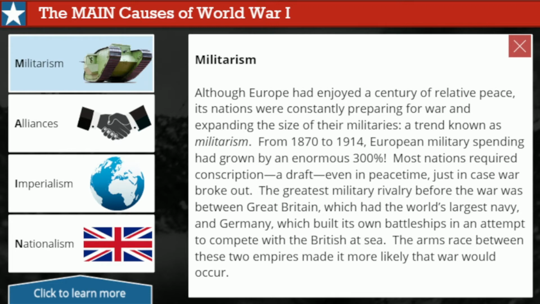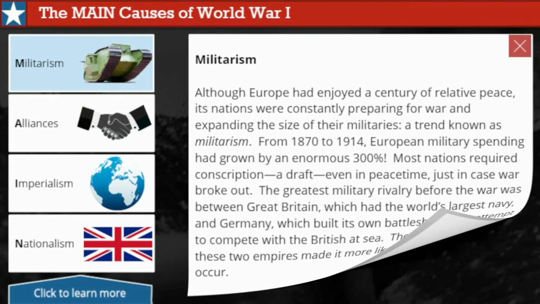Most nations required conscription, a draft, even in peacetime, just in case war broke out. The greatest military rivalry before the war was between Great Britain, which had the world's largest navy, and Germany, which built its own battleships in an attempt to compete with the British at sea. The arms race between these two empires made it more likely that war would occur.